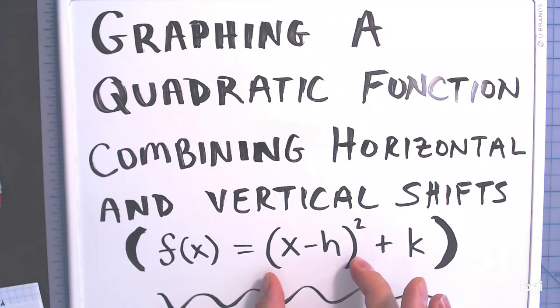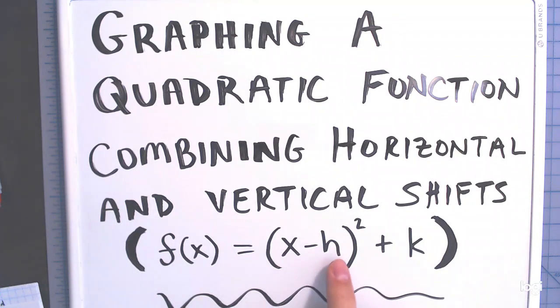so like (x minus 2) squared plus 5, or whatever. Or (x plus 4) squared, and then afterwards minus 7. Okay, just where h and k are real numbers.